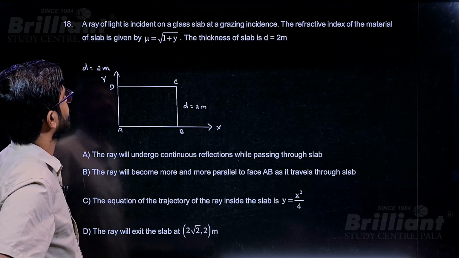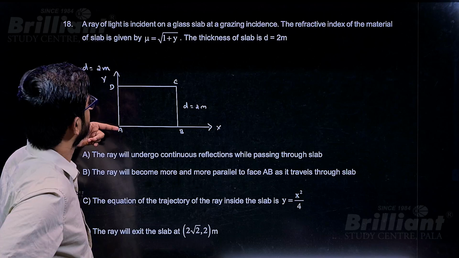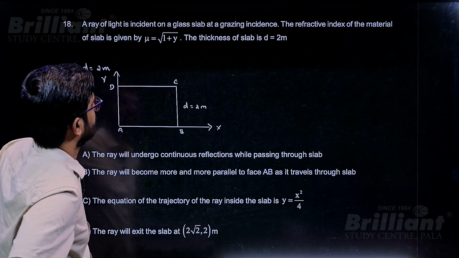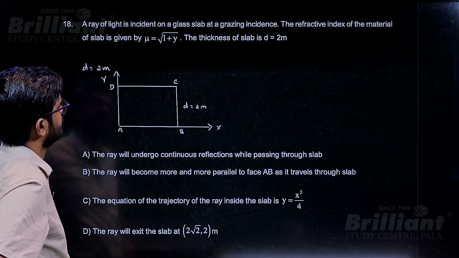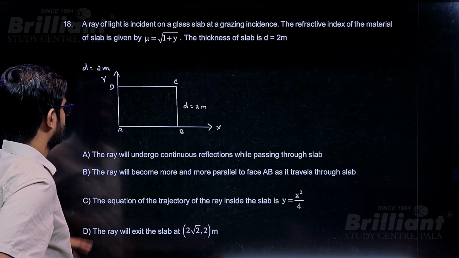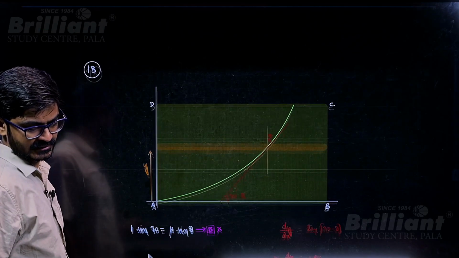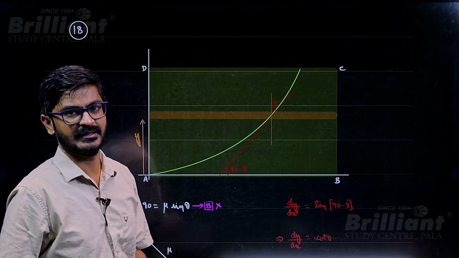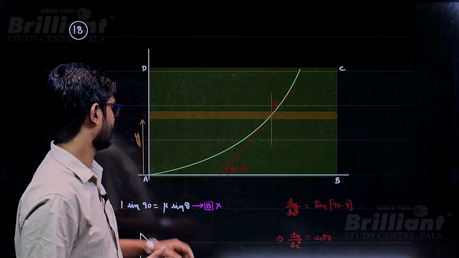A ray of light is incident on a glass slab at a grazing incidence. Refractive index is varying with y. The refractive index of the material of the slab is given, thickness of the slab is given. So they are asking what will happen to the ray. Now this refraction phenomenon can be explained basically by Huygens principle only. We need to understand the wave nature.